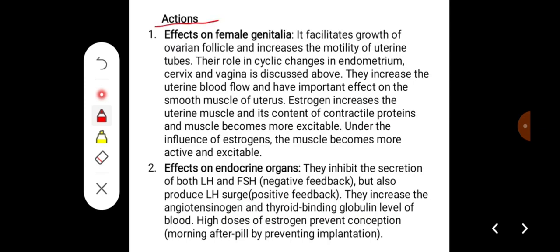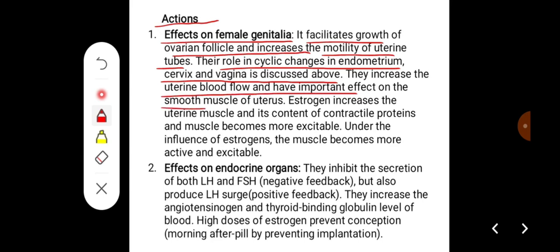We see the actions of estrogen. Effects on the female genitalia: it facilitates the growth of ovarian follicle and increases the motility of uterine tubes. Their role in cyclic changes in endometrium, cervix, vagina are discussed above. They increase uterine blood flow and have an important effect on the smooth muscle of uterus. Estrogen increases the uterine muscle and its content of contractile proteins, and the muscle becomes more excitable. Under the influence of estrogens, the muscle becomes more active and excitable.